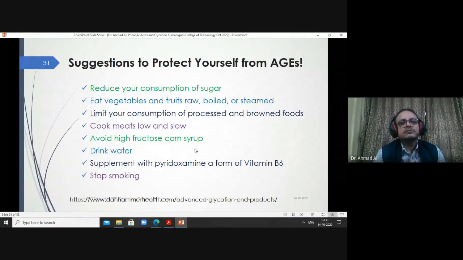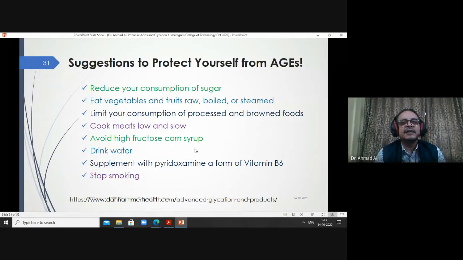For a common man, every common man doesn't know about the glucose reaction with the proteins and damage to DNA and proteins and so on. But how do we reduce the toxic effect of AGEs? One of the best things is to reduce your consumption of sugar, eat vegetables and fruits raw, boiled or steamed. Limit your consumption of processed and brown foods.